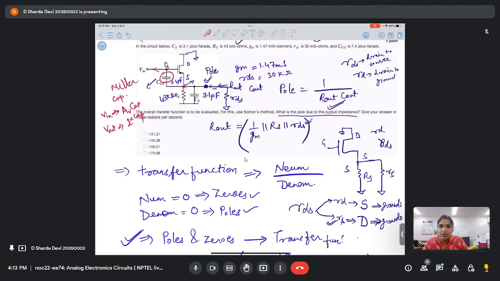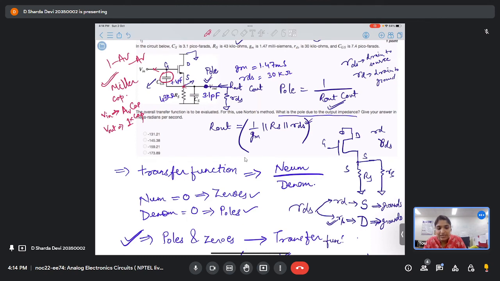Okay, so this is the Miller theorem. Clear? This is also something that you can keep in mind. Because of this Miller theorem, you get 1 minus AV times the capacitance, where AV is the output voltage by input voltage. What I am saying is the resultant capacitance that you will see. Since AV is much higher than 1, you can simply write 1 minus AV as minus AV.